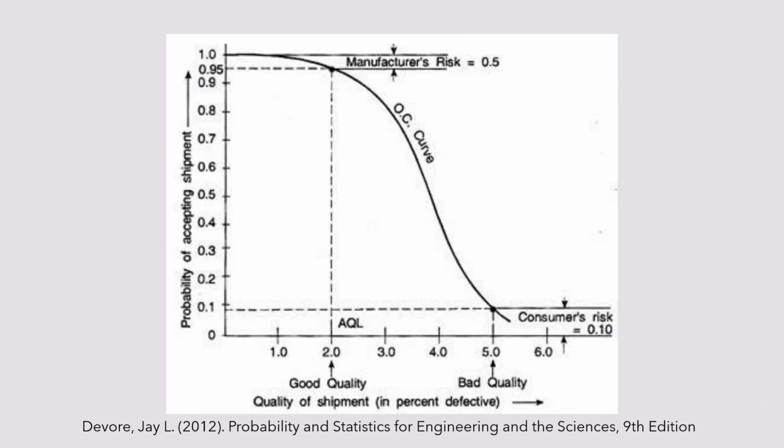This is a graph of the operating characteristic curve that shows the producer and consumer's risk points, and based on the data in the curve, whether they will accept or reject the lot.